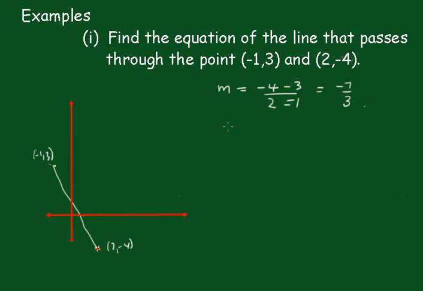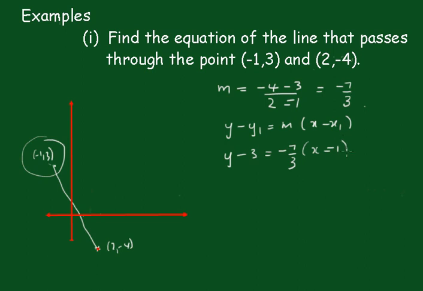Right, now using that form, that's y minus y1 equals m outside of x minus x1. And we'll just put in the points. Now you can put either point. I'll choose this one. We could equally choose the other one. So putting that in, you get y minus 3 equals minus 7 over 3 into x minus negative 1.